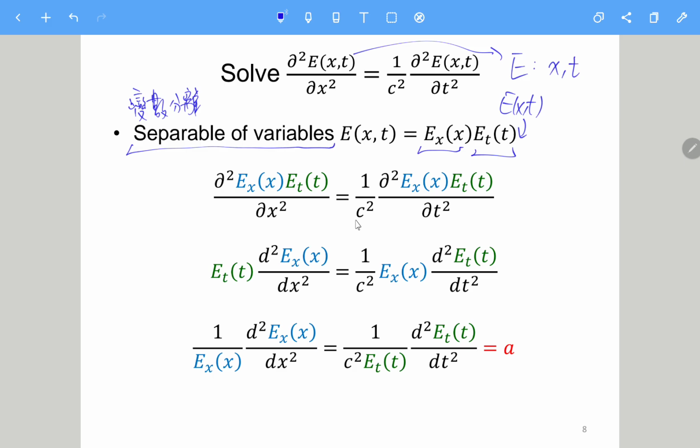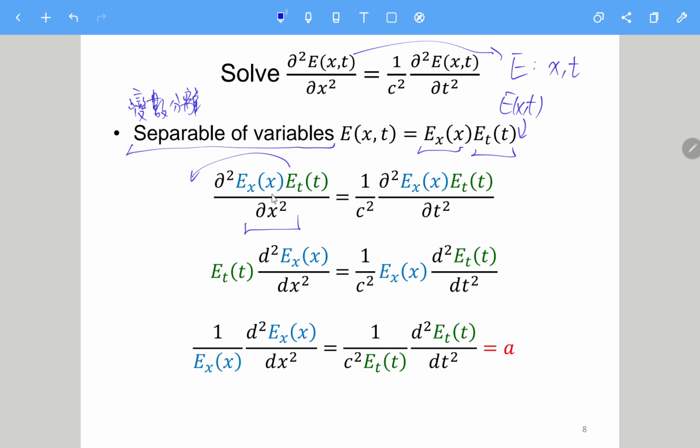Okay, so the next step is, as we take the partial derivative with respect to x on the left side, E of t is independent of x, which means we can put this term outside. So finally it turns out to be E of t.